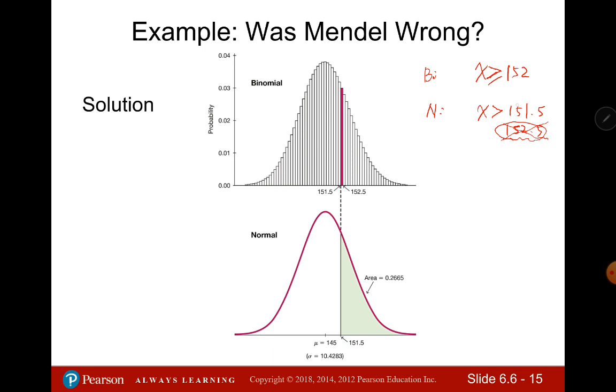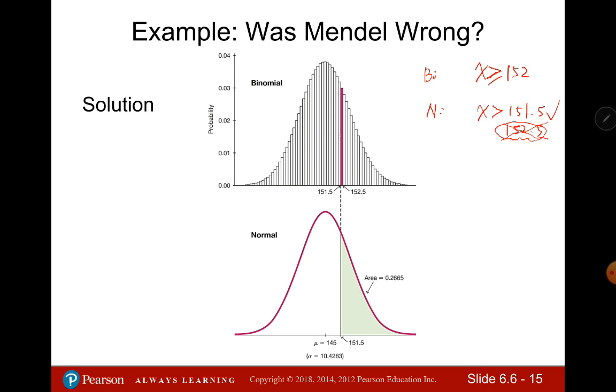But we check the next one, 151.5. X is greater than 151.5. Does this interval include 152? We will say yes. 152 is also included in this interval, so this one is the correct number we should use after the continuity correction. So we have two choices, right? Minus 0.5 or plus 0.5. But we should test which one is the value we're going to use. So after we test it, we know 151.5 is the value we're going to use.